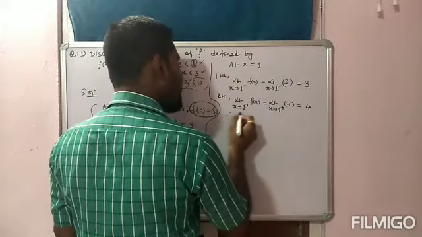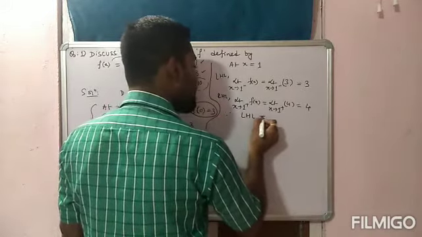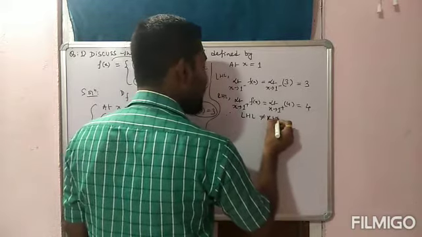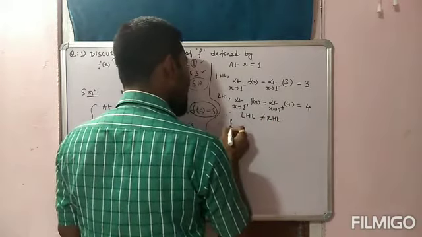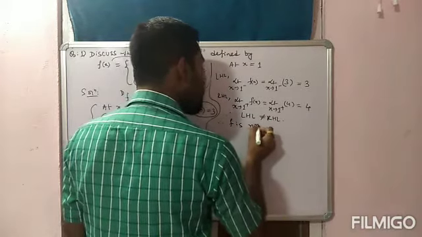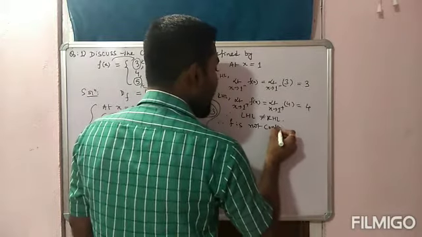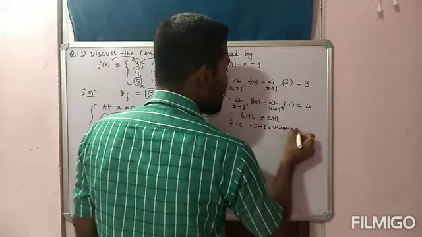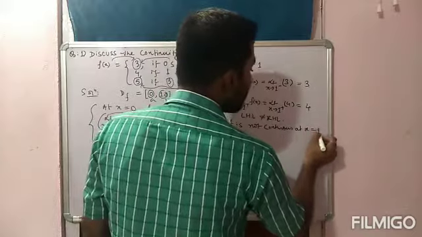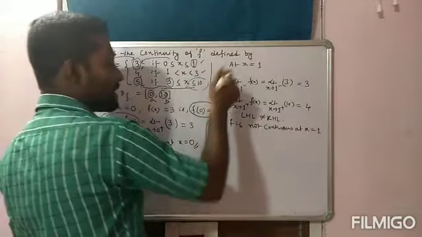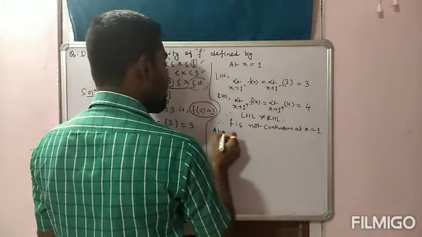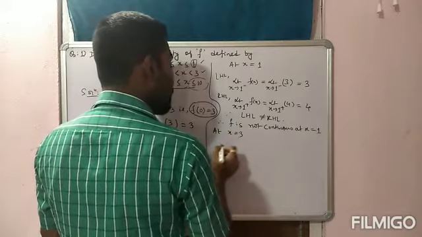Now clearly we can say that here LHL is not equal to RHL. Therefore we can say f is not continuous. F is not continuous at x is equal to 1. Okay. So x equal to 1 में function continuous नहीं है. So let us check at x equal to 3.